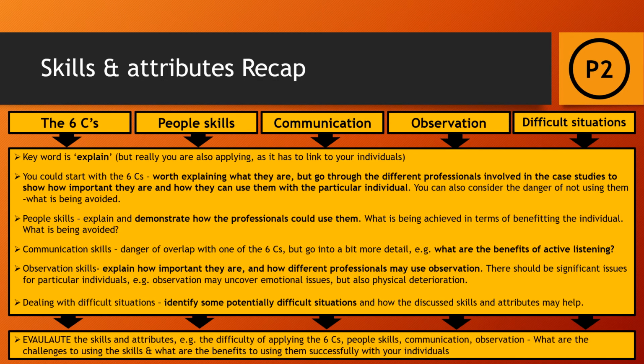And then once you've done those and you've explained those skills, move on to evaluation. The easiest way to evaluate, I think, is what are the challenges of using them? What is the benefit that comes from it, using these skills, particularly with your case study characters? Why is it difficult to apply them, and what would be the benefit of using them properly?